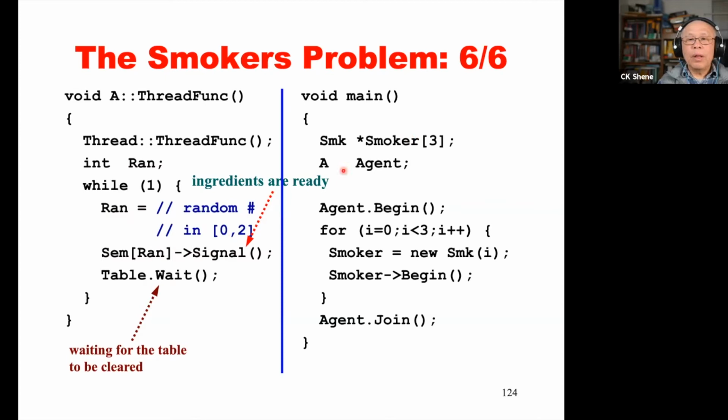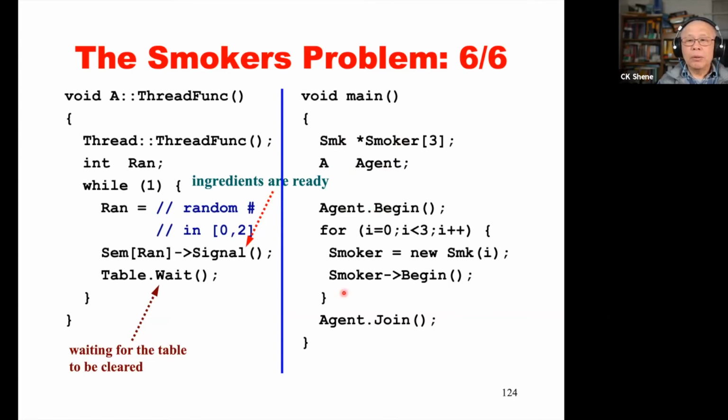We have an agent class A. We declare smokers as an array of 3 pointers, each of which points to a smoker thread. So first of all, we generate the agent. It's already there. Therefore, we simply execute the begin method to run the agent.